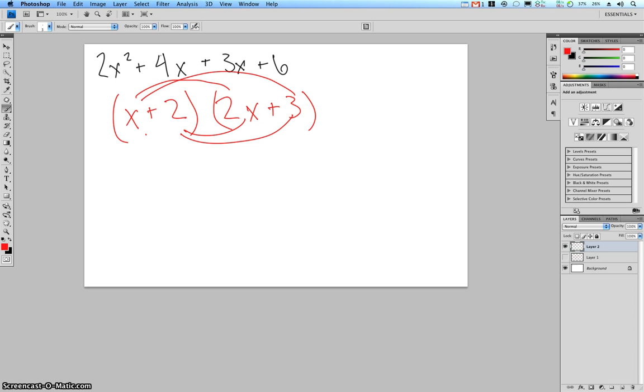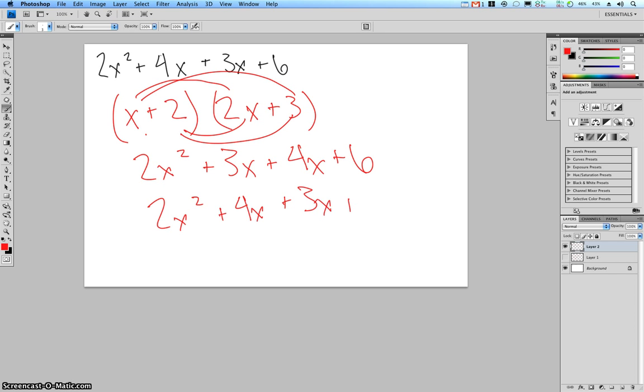So first, x times 2x equals 2x squared, outer plus 3x, inner plus 4x, last plus 6. And as you can see, they're out of order, but as we all know, they're the same thing. That's how you factor by grouping.